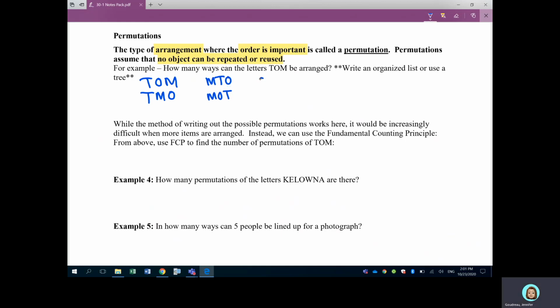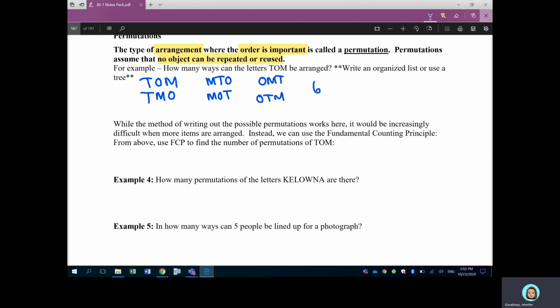Maybe we want to put the O in front and then the M and then the T. And if we switch the order of the M and the T again, we have O, T, M. Now we can continue to interchange the letters, but that's not going to provide us with any new permutations. So if we look at what we have here, we have 6 different permutations or 6 different arrangements of those 3 letters.